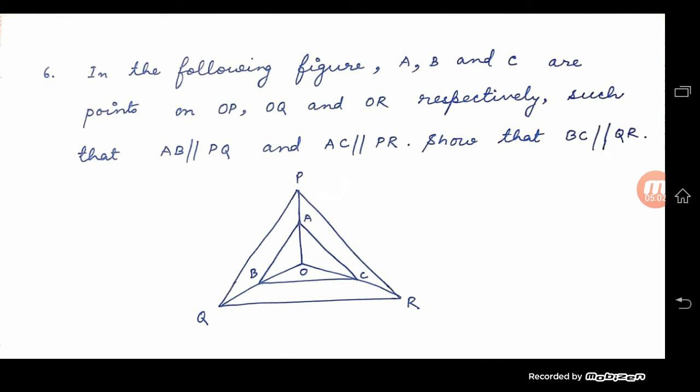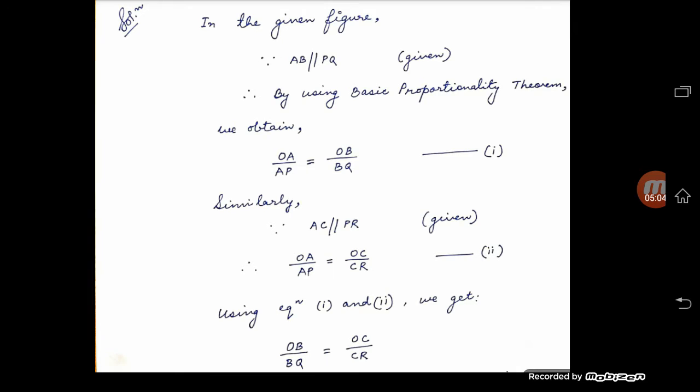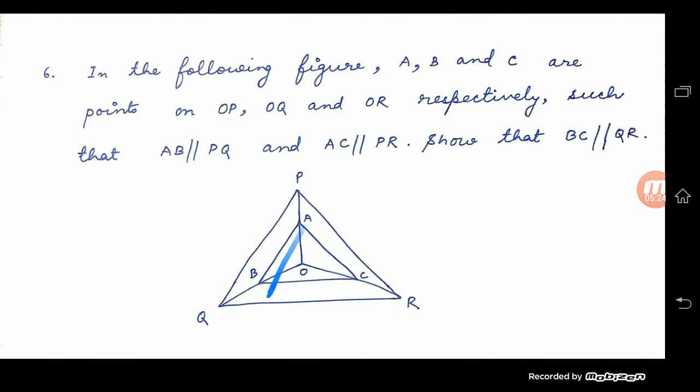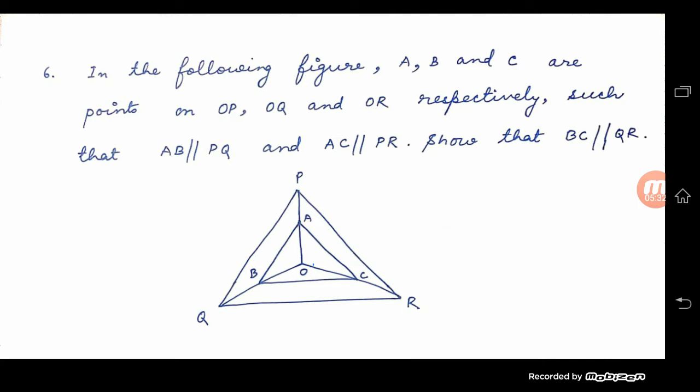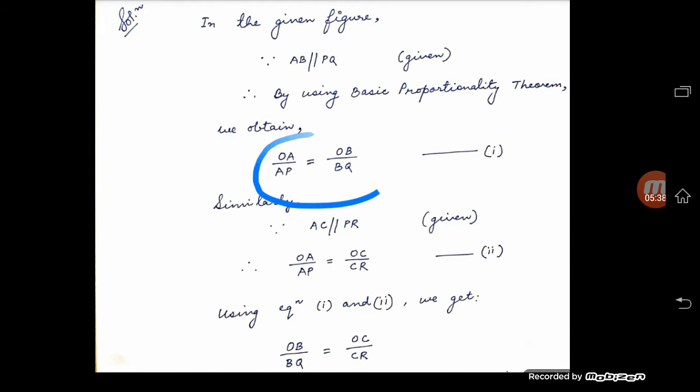Now let us go to the solution. In the given figure, we first use this condition, AB is parallel to PQ. Now similarly to the last question, we use the basic proportionality theorem. So by using the basic proportionality theorem, if AB is parallel to PQ, then OA by AP is equal to OB by BQ. We mark this as equation number 1.